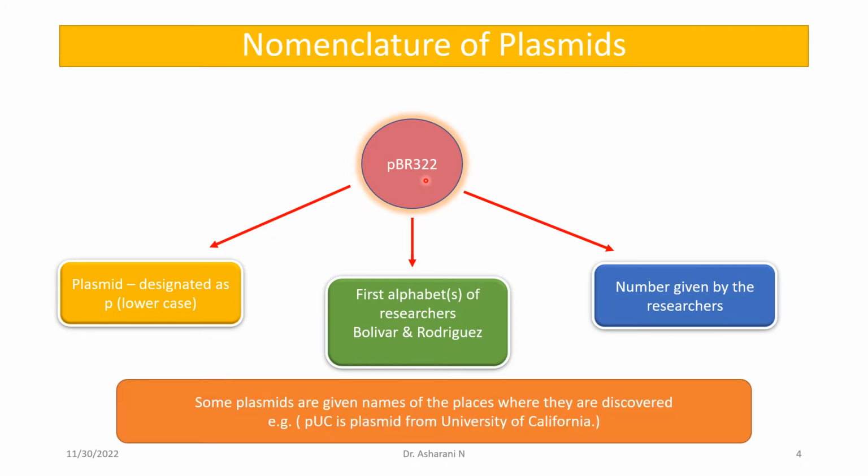Sometimes some plasmids are given names of places where they are discovered. For example, we have pUC19. So UC is actually a place where it was discovered, that is University of California. So it can be the name of the researcher or it can be the name of the place where it was discovered.